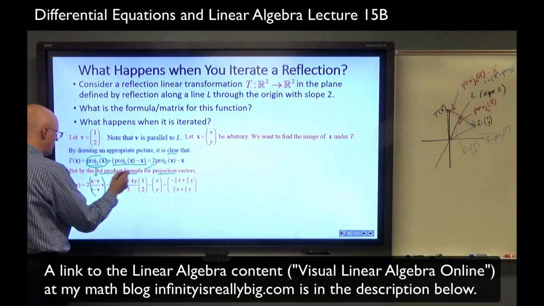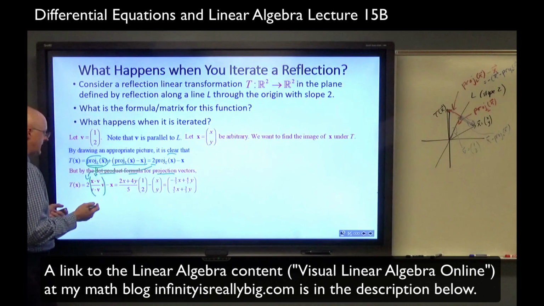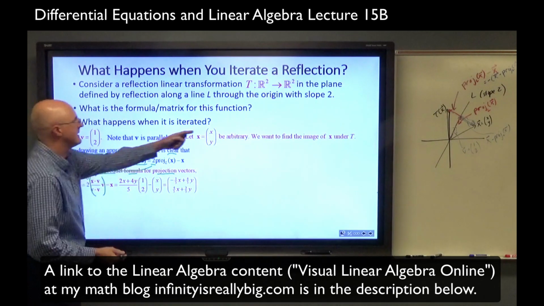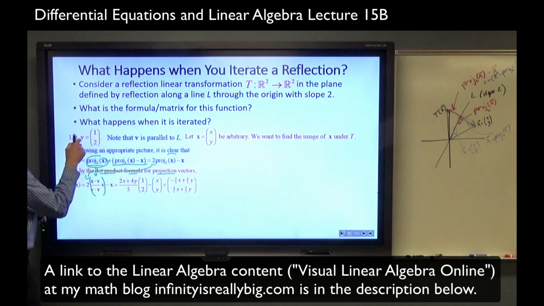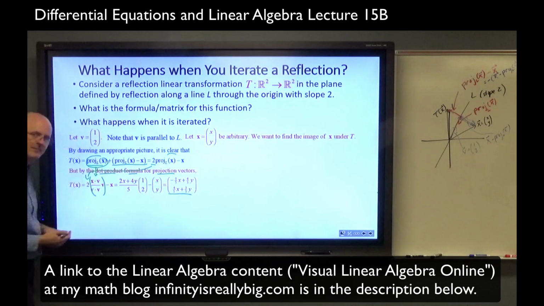I've got the 2 as well that I need to put in front of that, and then minus x. When you plug in x and v, x being little x, little y, v being 1, 2, you should check that you get this, which simplifies to this. Go ahead and pause the video, double check my calculations there. I'm pretty sure I did it right. I did double check it. I'm pretty sure there was no mistake.